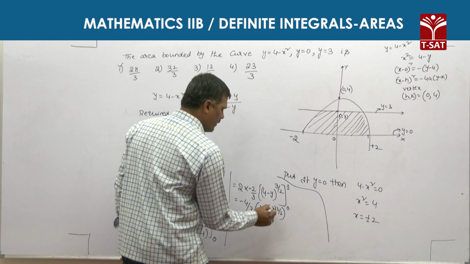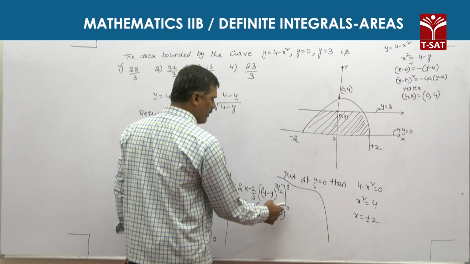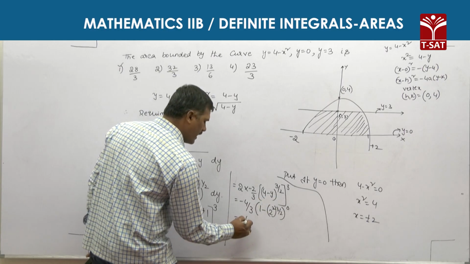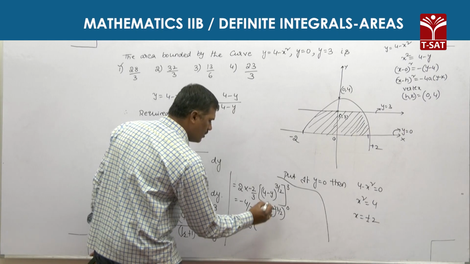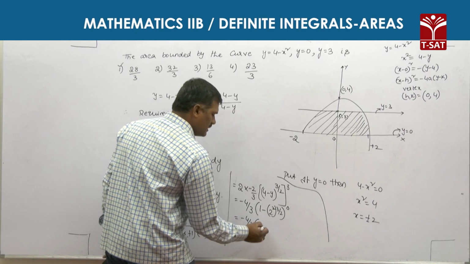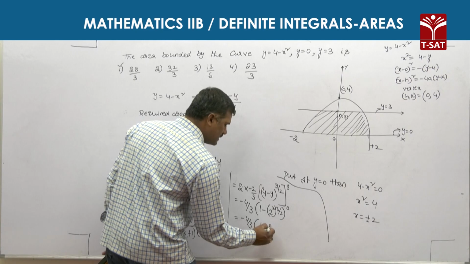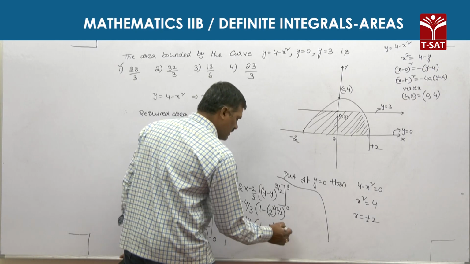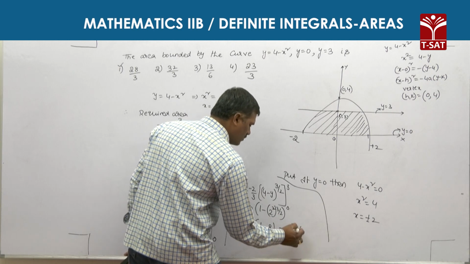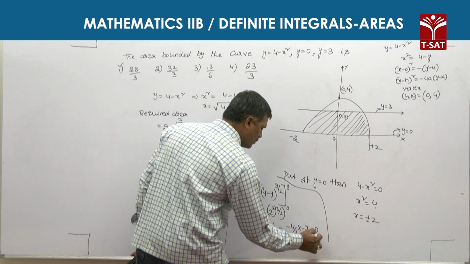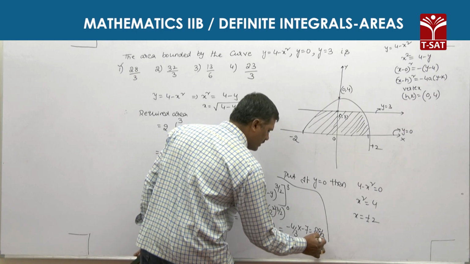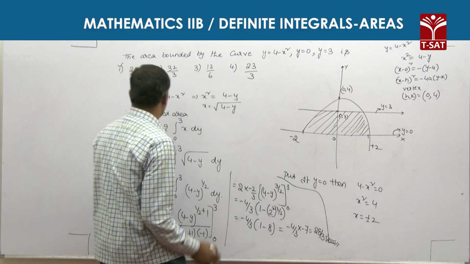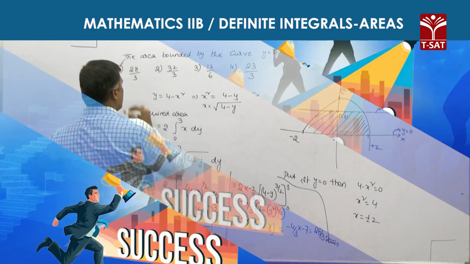2 square whole power 3 by 2, a power m whole power n is a power m into n, so 2 will go. That is equal to minus 4 by 3 into 1 minus 2 cube 8, that is equal to 1 minus 8, minus 7, minus 4 by 3 into minus 7, that is equal to 28 by 3 square units. 28 by 3 square units, which is the first option, is the right option.